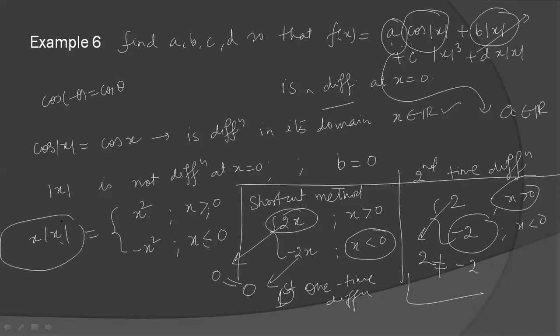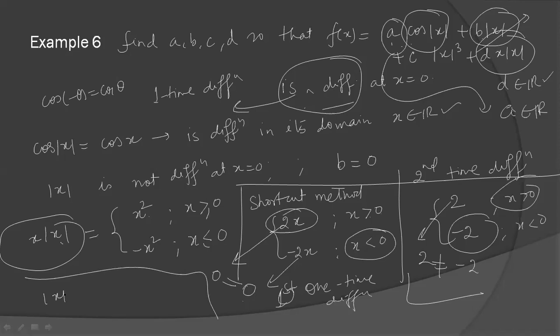So x mod x is a one time differentiable function at x equal to 0, but not two time differentiable. But in the question, if it is asked only differentiability, we have to check one time differentiability only. So this function is a differentiable function. Therefore, d can be any real number.